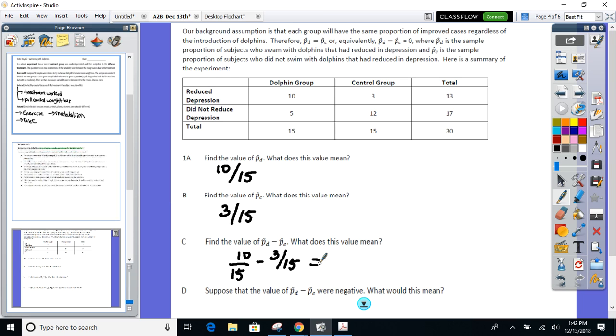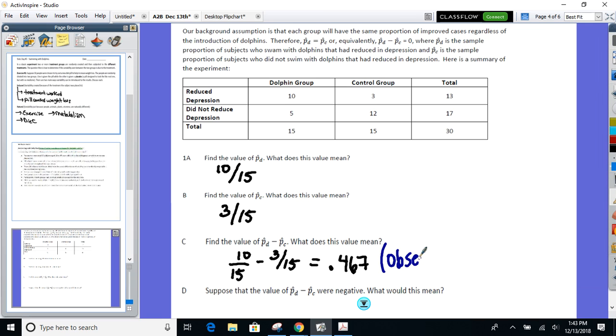So 0.3 to the thousandth. Point 467. Okay, 467. We are going to refer to this as our observed measure. Okay, our observed measure, 0.467.